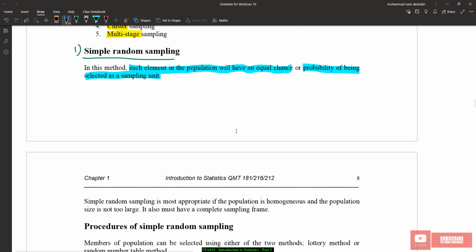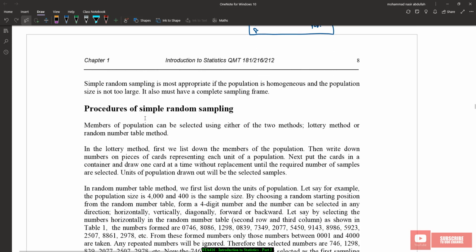Let's recall the last lecture. If you have a sampling frame from 1 until 100, each member has an equal probability of 1 over 100. This one also has 1 over 100 probability of being chosen as a sampling unit. Simple random sampling is most appropriate if the population is homogeneous, meaning same characteristics, and the population is not too large, because it must have a complete sampling frame.